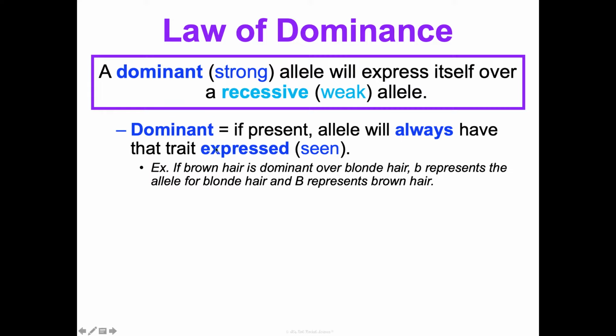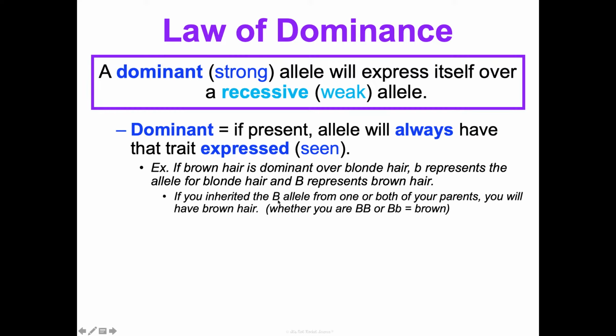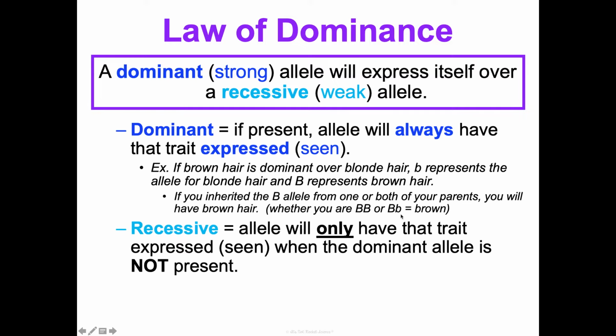So for example, if brown hair is dominant over blonde hair, which is true, hair color is a little bit more complicated, but in general, brown is dominant to blonde. Little b would represent the allele for blonde hair, for recessive. Capital B would represent brown hair, for dominant. If you get a big B, a dominant allele, from your mom or your dad, or from both of them, you're going to have brown hair. So whether you get two big Bs or just one, you're going to have brown hair, because in this combination where you got a brown allele and a blonde allele, brown is going to dominate. It's going to be stronger over the recessive.